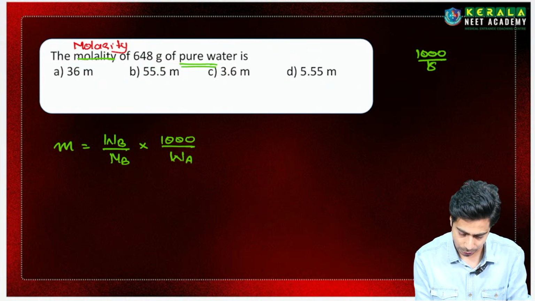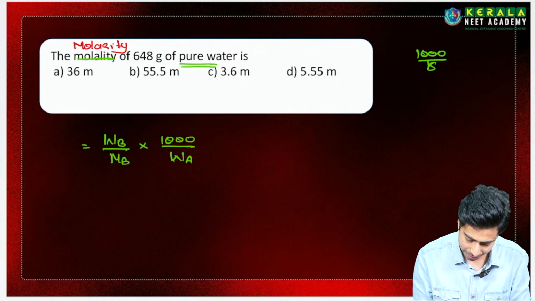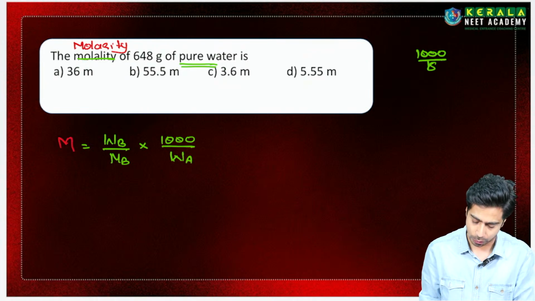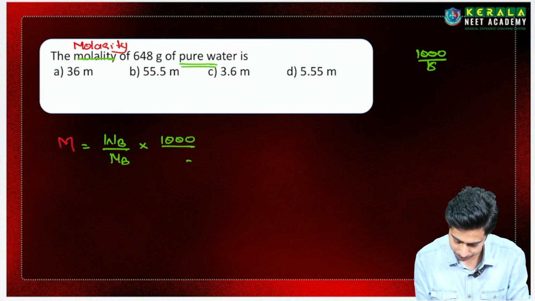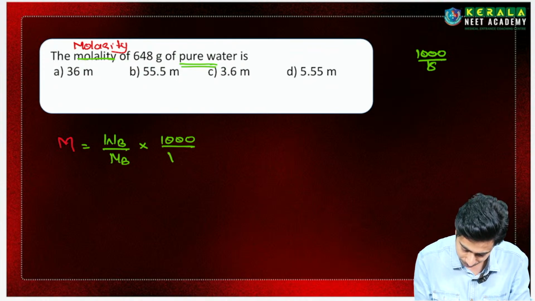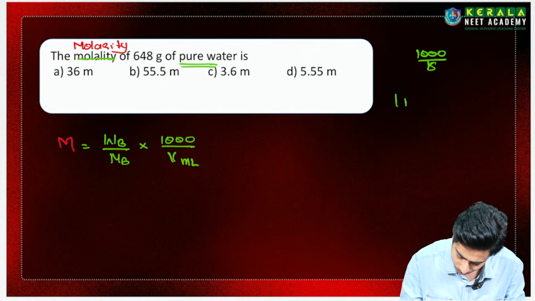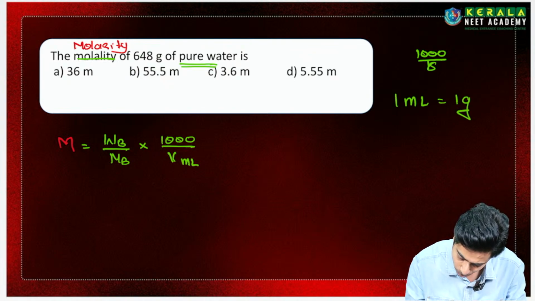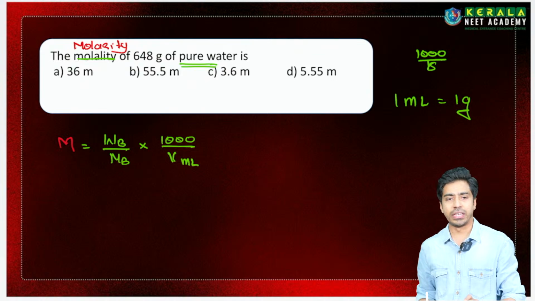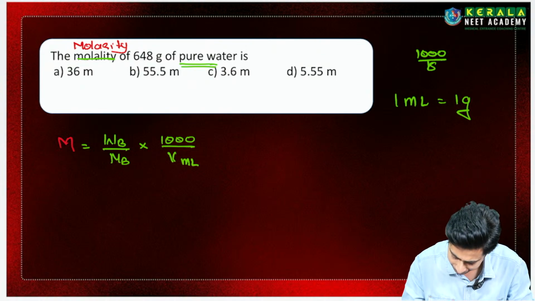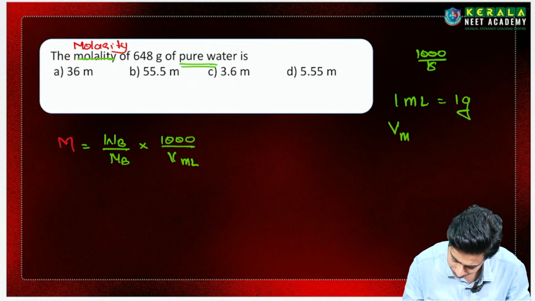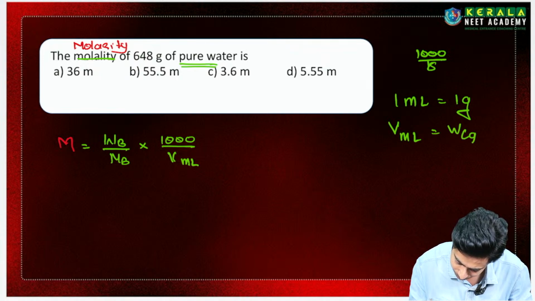So molarity will be equal to capital M. Molarity will be equal to WB divided by MB into 1000 divided by V. Volume must be given in milliliter. And you know that 1 ml of water is equal to 1 gram always. So volume in ml will be equal to weight in grams.